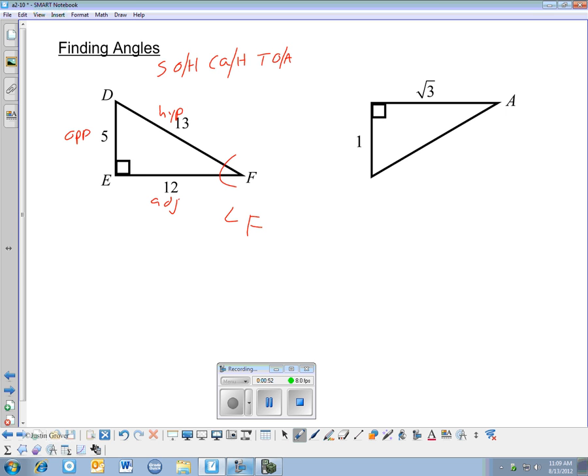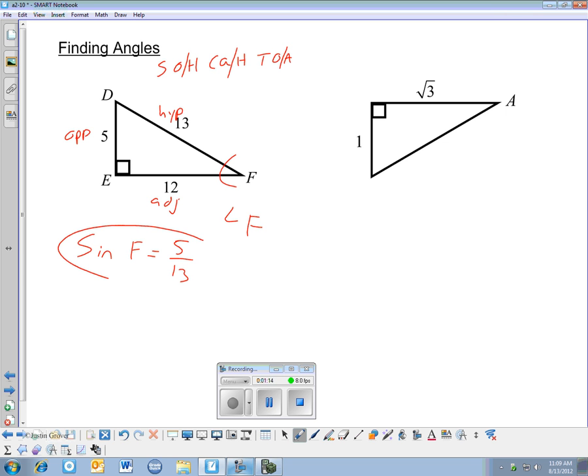Since we have all three sides, we can do sine of F and use 5 over 13. We could do cosine of F, 12 over 13, or we could do tangent of F, 5 over 12. It doesn't matter because we have all three options available to us. So I'll just pick to use sine. The sine of angle F equals opposite over hypotenuse, 5 over 13.